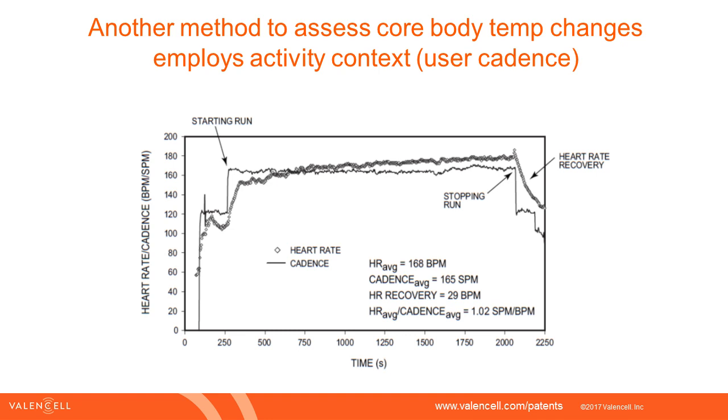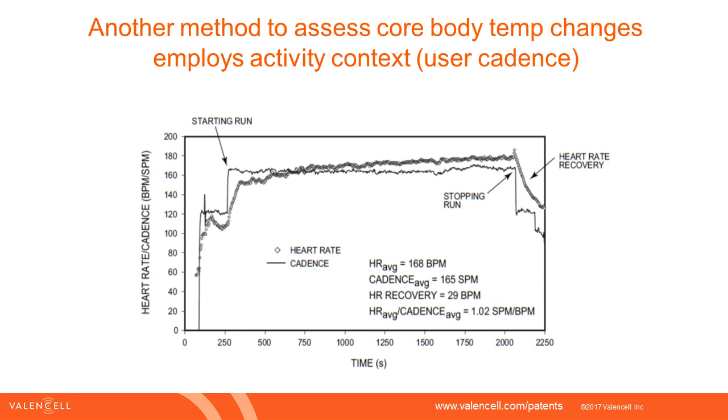And there's another way you can do this as well, and you can improve the accuracy of the core body temperature estimation if you employ activity context as well. You can see when the run starts and when it stops. I don't know if y'all can see that the heart rate plot has the diamonds in it, and the cadence plot is just a line. The person here is running at a steady cadence when they start the run, and the heart rate is steadily increasing. That's typical of the overheating scenario. When you combine that with the activity context, you can further improve your estimation as to whether or not somebody is overheating.